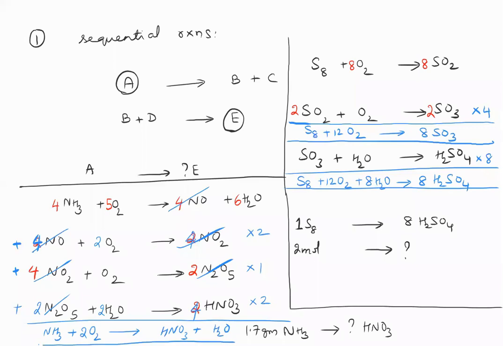So I have 1 mole gives 1 mole. Simple as that. So 1 mole, that is 17 grams of ammonia, produces 1 mole, that is 63 grams of HNO3. Therefore, 1.7 grams produces how much? 1.7 grams will produce 6.3 grams. Okay, so that's your first type of reaction.